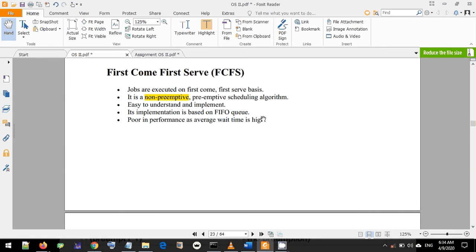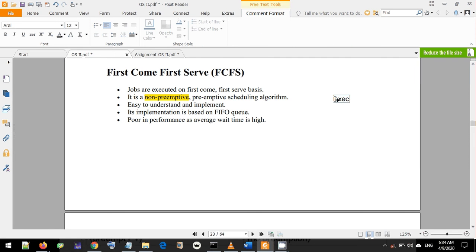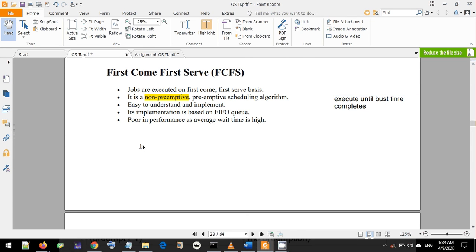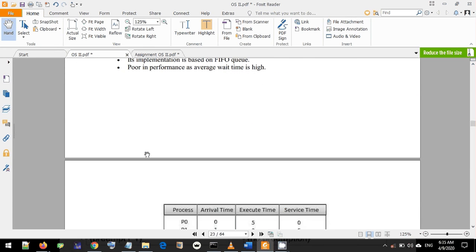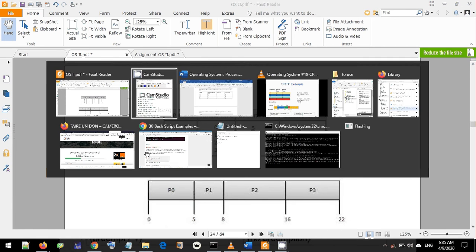The jobs are executed on the first come first served basis. It is a non-preemptive algorithm, which means that the jobs will actually execute until their burst time is complete. Now, it is easy to understand and easy to implement too, but it has poor performance because the wait time is generally high. Let's look at an example.